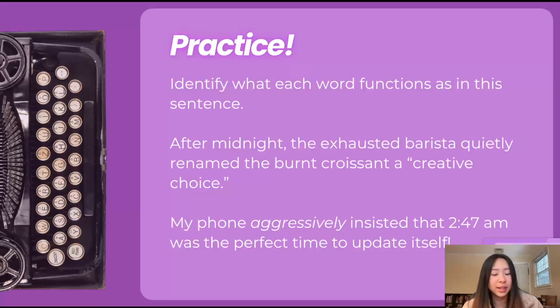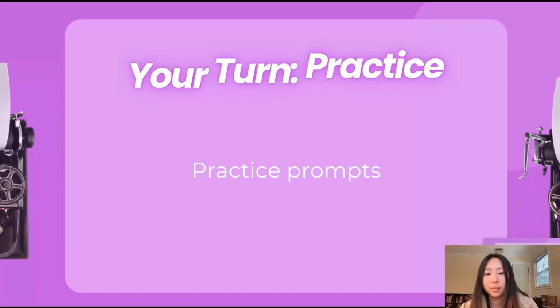Okay, now let's try our second sentence, which is, "My phone aggressively insisted that 2:47 a.m. was a perfect time to update itself." I'm going to point out a few things. Phone is obviously a noun. Aggressively is an adverb. Insisted is a verb. That is a subordinating conjunction. 2:47 a.m. is a noun, right? It's very specific. Perfect is an adjective. To update is a verb, but it's in an infinitive form. So whenever you have to and then a verb, it's infinitive.